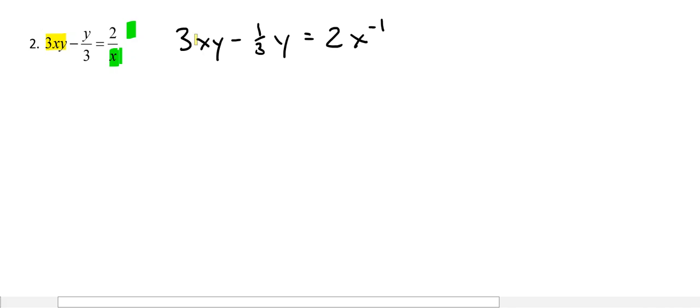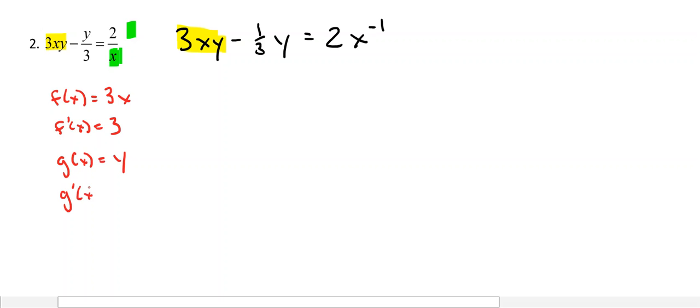So for the first part here, we have to use the product rule. So I am going to let f of x be equal to 3x. And the derivative of that is 3. G of x, I'm going to let be equal to y. And the derivative of that would be 1y prime. So we want f prime, which is 3, times g, which is y, plus f, which is 3x, times g prime, which is y prime, minus.